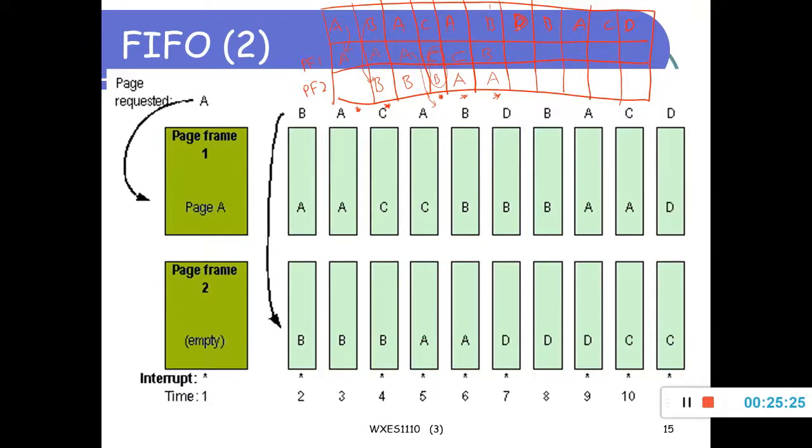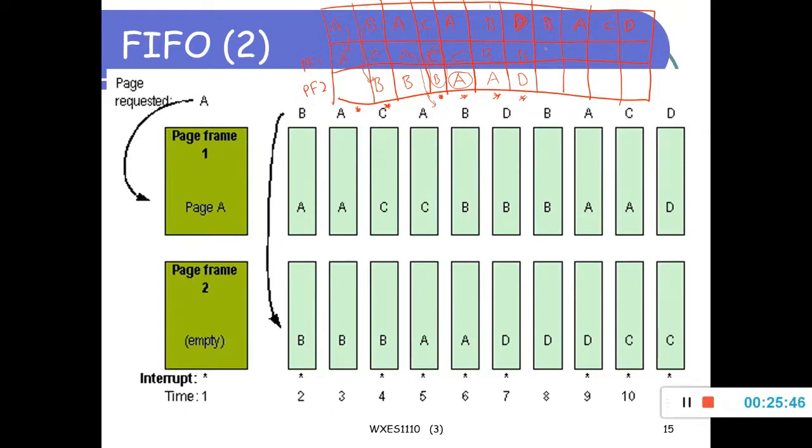And then D. D has to be entered and one of them has to be removed. So A is the first in compared to B, which is the most recent one. A is the first in, so A has to be removed. So you put D here and you put your B. So this is a page fault.